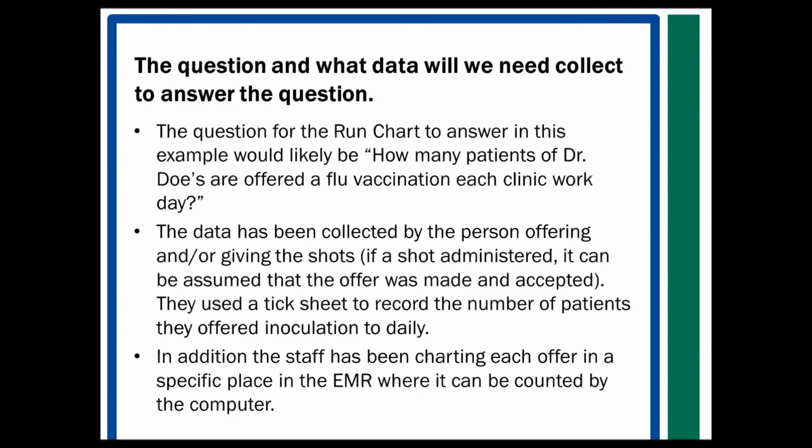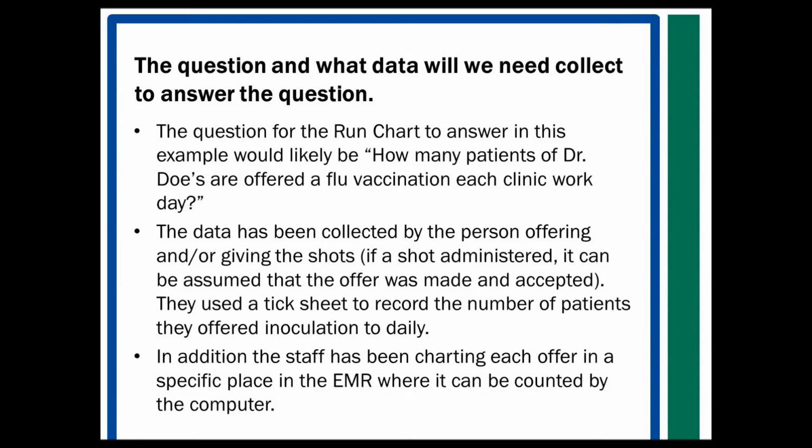Okay, Mark? So what question do we want to pose about that, and how are we going to answer that question? So the question for the run chart with this example would be how many patients of Dr. Doe's are offered a flu vaccination on each clinic workday. The data has been collected by the person who's offering or giving the shots, because we're assuming if the shot was given, then the offer was made and accepted.